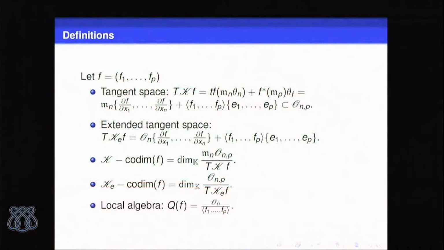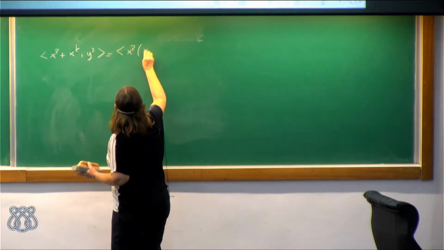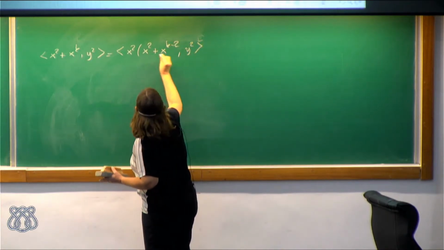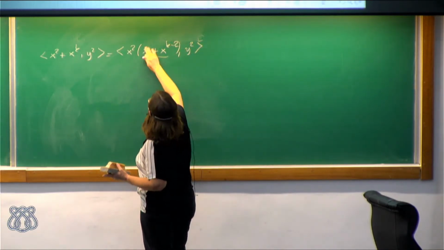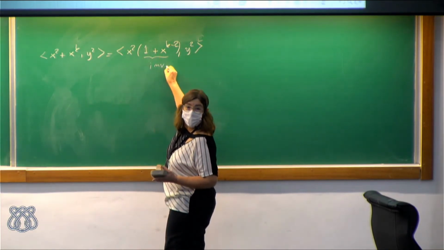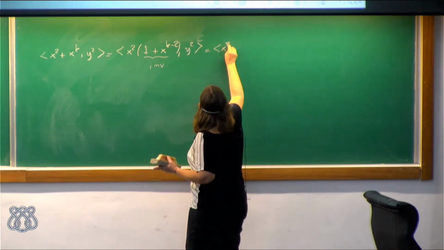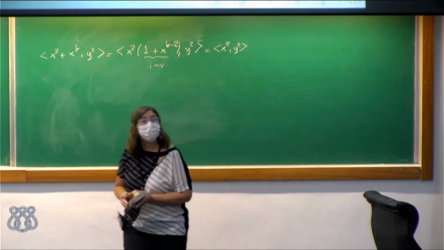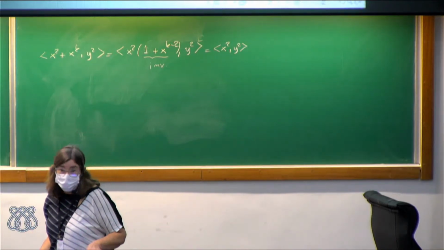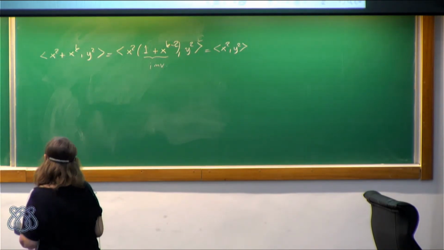And then we can write here x squared plus x to the k minus 2, y squared. And this one, well, yes, this is an invertible element of the ring. So this is the same as x squared, y squared. So they are K equivalent because the algebras are the same. It's not necessary that the algebras be merely isomorphic, but they are the same, so they are K equivalent.